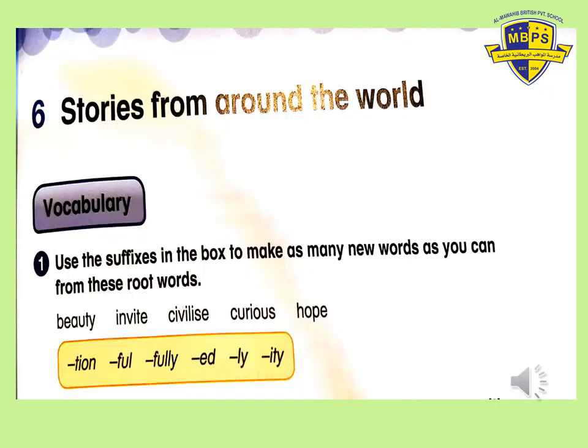This is the question from your student's book, page number 65. Use the suffixes in the box to make as many new words as you can from these root words. The root words are beauty, invite, civilize, curious, hope. And students, you can see a list of suffixes given over here. So let's make more and more words by using these words and suffixes.